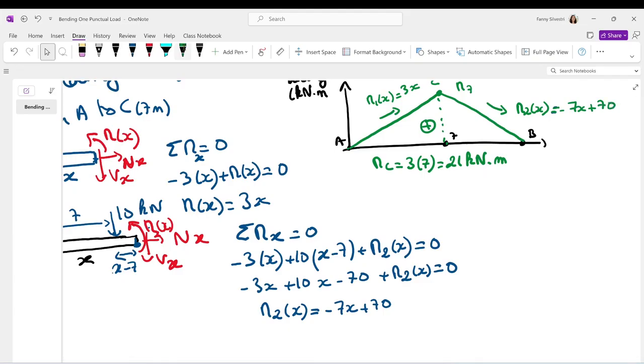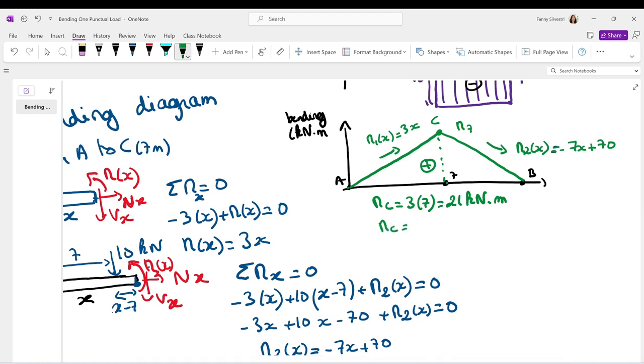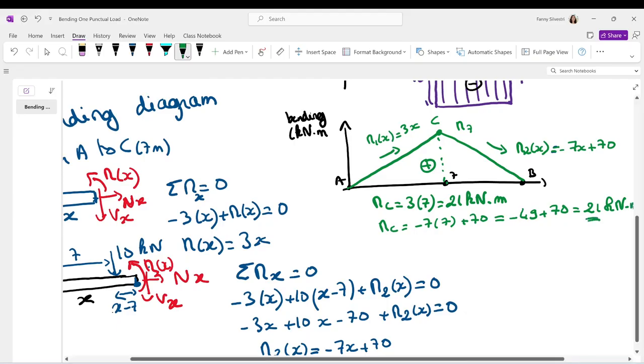And we can make a check. Do we also find 21 when we are at MC? So let's say MC equals minus 7 times 7 plus 70, equals minus 49 plus 70, equals 21 kilonewton. And we really want the same value.